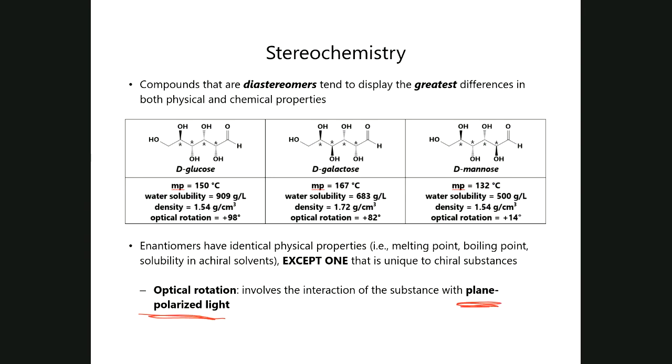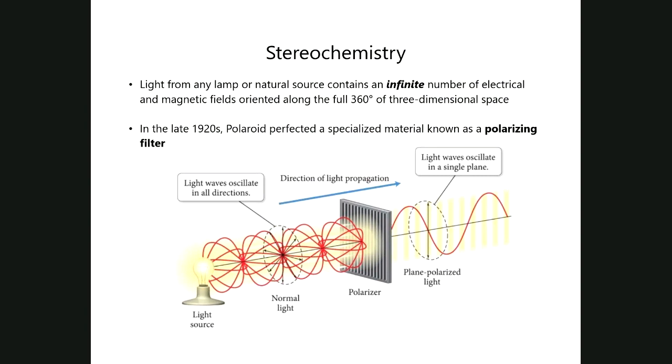It turns out that if you turn on a lamp or go to any light source, including the sun and anything coming from the stars from outer space, light, as we described in the first half of the course, is a collection of an infinite number of mutually perpendicular electrical and magnetic fields rotating in all directions in three-dimensional space, and that's what we call electromagnetic radiation. So there's an infinite number of electrical and magnetic fields oriented along the full 360 rotation of three-dimensional space.